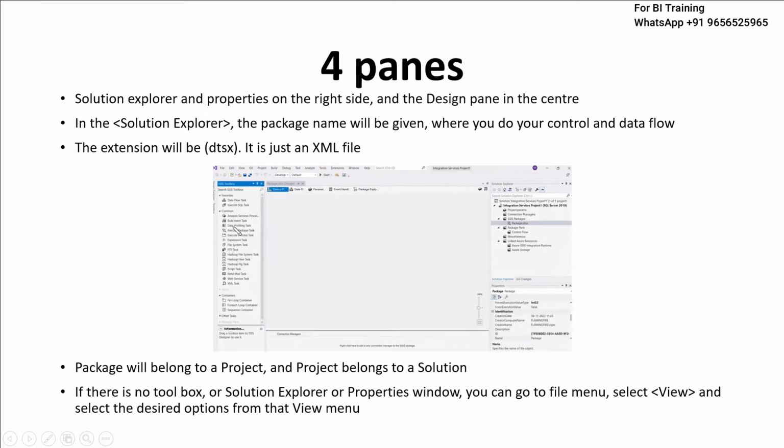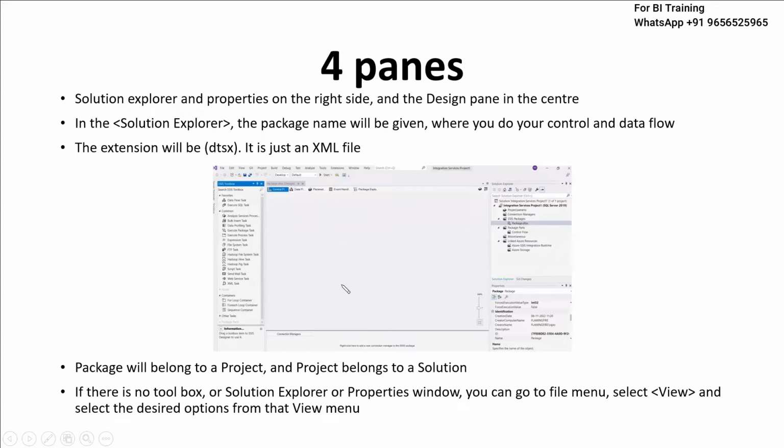On the extreme left, we will see the toolbox. If the toolbox is not available, you can go to Tools and select it, and it will be visible. In the toolbox, of course, you will have all the tools necessary for the control flow, the data flow, the transformation, source, and destination. All these terms we'll see one by one in the remaining videos.